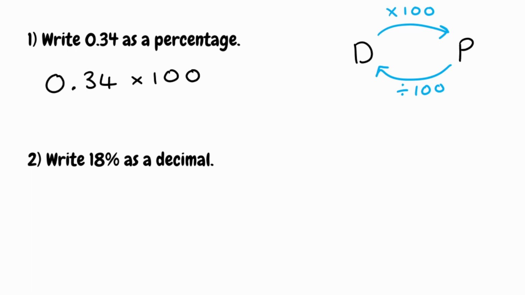So if we push our digits to the left once, our decimal point would go between the 3 and the 4. And then we've got to move it once more, so our decimal point is now going to go here after the 4. So 0.34 multiplied by 100 is just 34. So that's our answer as a percentage. So 0.34 is equivalent to 34%.